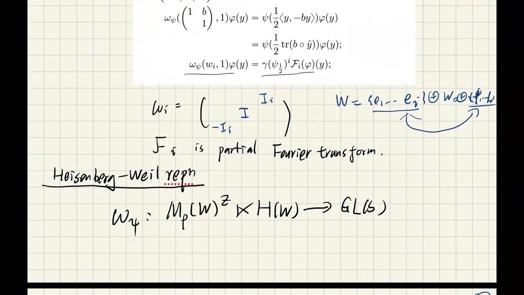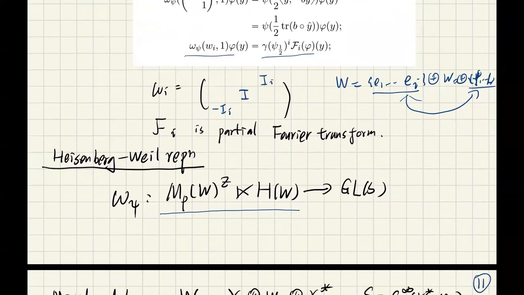One more comment: instead of considering just the Weil representation, this representation can be paired with the Heisenberg group so that you get a semi-direct product of the metaplectic group with the Heisenberg group, and it acts on the Heisenberg representation. This is called the Heisenberg-Weil representation.